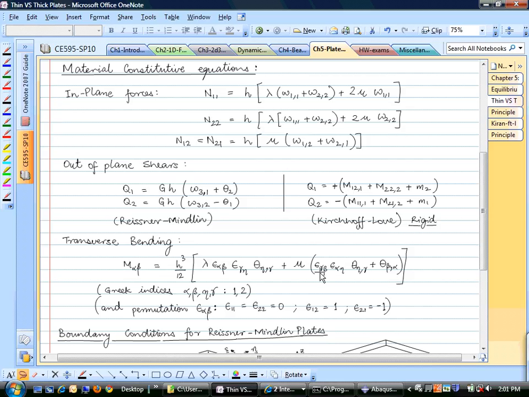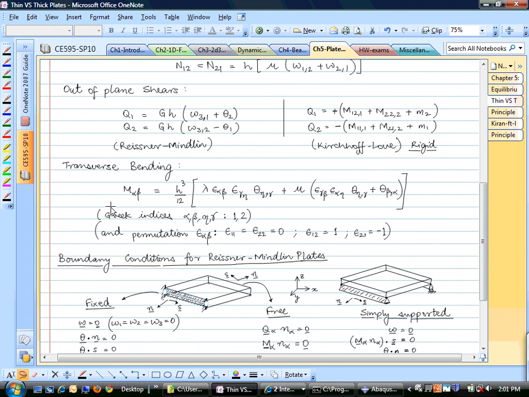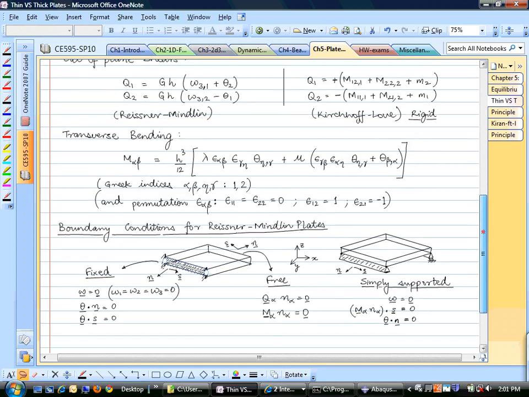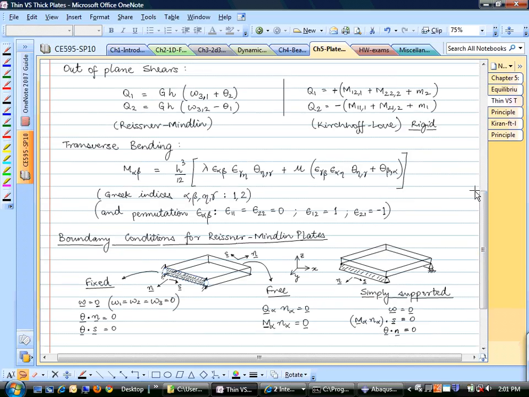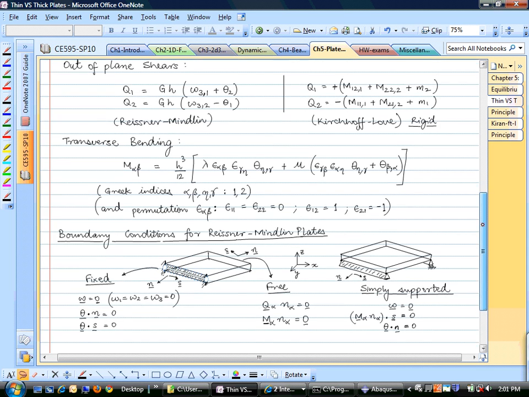And this E gamma beta or E alpha eta, this is a permutation symbol that is used to express all the 4 constitutive equations all in one. So I'm not going to expect that you can understand this right away, but if you take a look at this, hopefully you should be able to work out the algebra and see what's going on here.